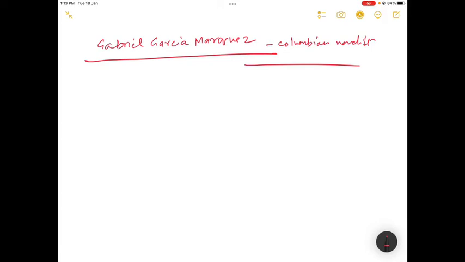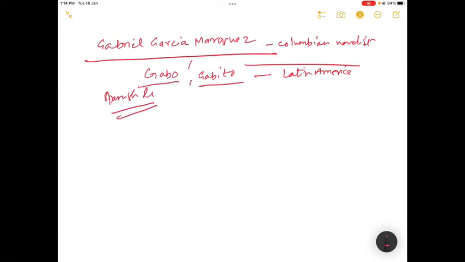Very affectionately, he's given another name, and that is Gabo or Gabito. We have these questions in the examination. He was known as Gabo or Gabito in Latin America. Now, this writer was considered one of the most significant authors of the 20th century, particularly in the Spanish language. He was awarded the 1982 Nobel Prize in Literature. That is very important, and this question also comes sometimes in the examination.